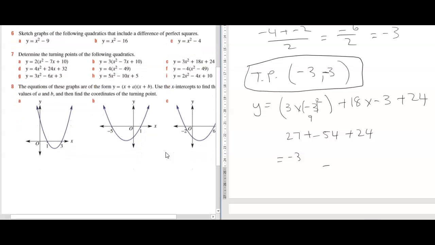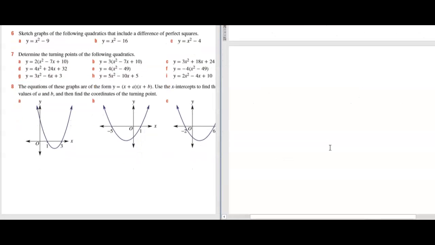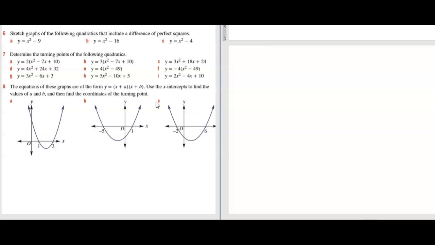All right, now question 8. Okay, so this time we've got the graphs. Now notice how it's told us that the form of the equation is y equals x plus a, x plus b. So for a and b, we look at our x-intercepts. But we don't have to worry about a factor here in front of everything. So we're just assuming that's a factor of 1, which kind of makes it easier to do the turning point.